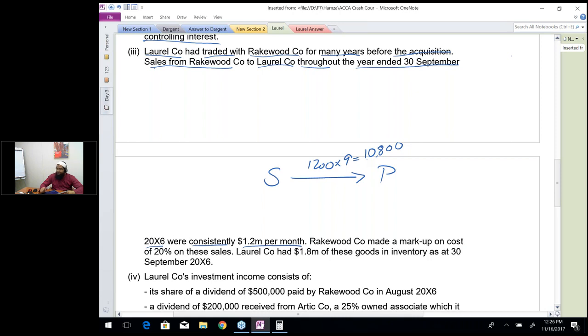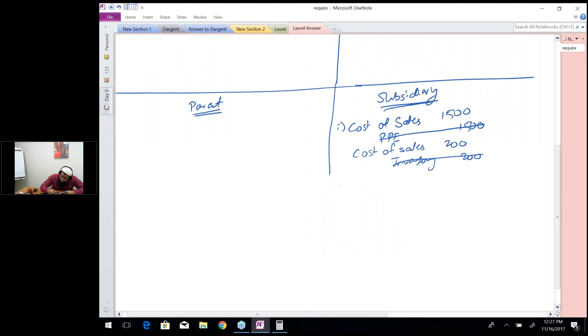Yes, Simran, you are right. So I'm going to make another entry in the books of subsidiary that we are going to debit sales by 10,800 and we are going to credit the cost of sales by 10,800.